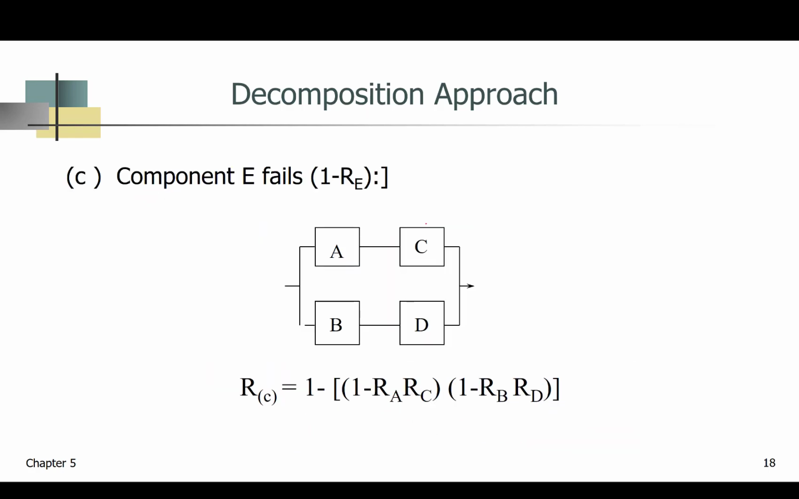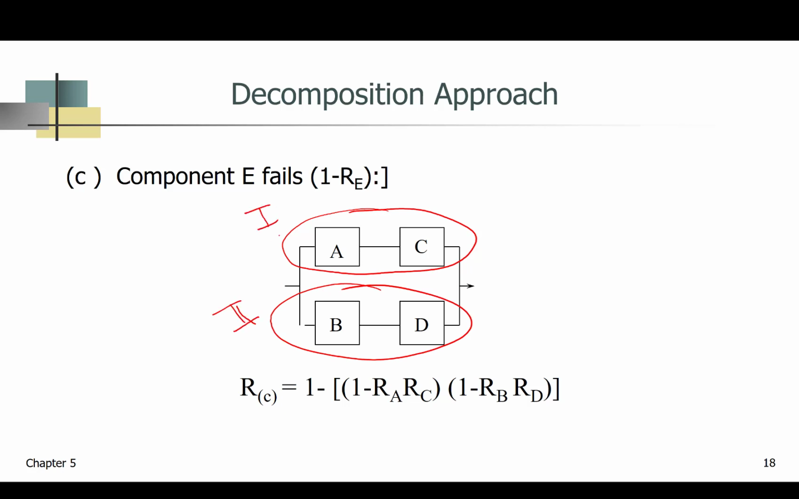Okay. Then the next one is where E does fail. So if E fails and we don't have all those connections going through, then essentially we're looking at two series that are working in parallel. Let's call this 1. Let's call this 2. So reliability for this system, this scenario C, is essentially 1 minus the failure of 1 times the failure of 2.